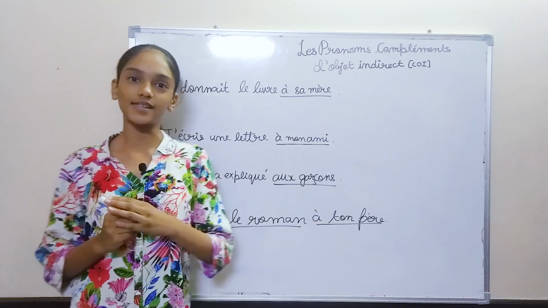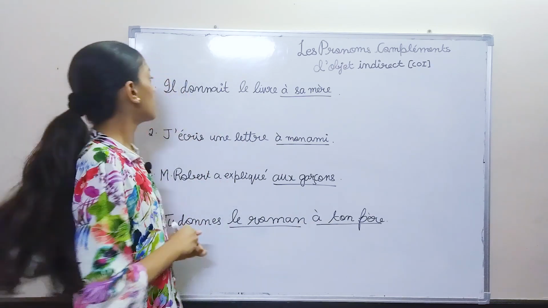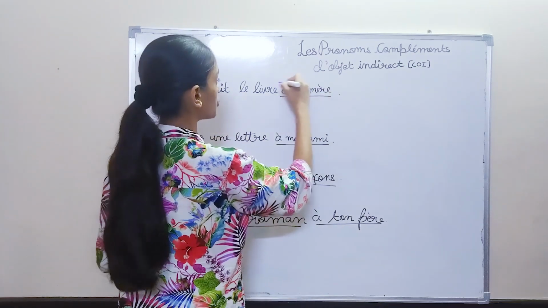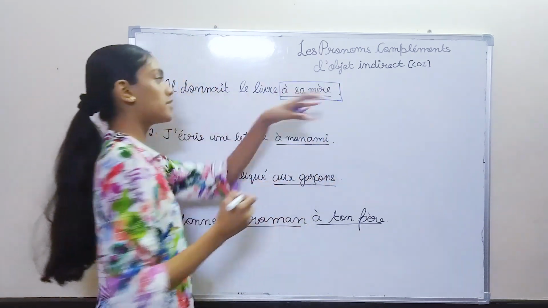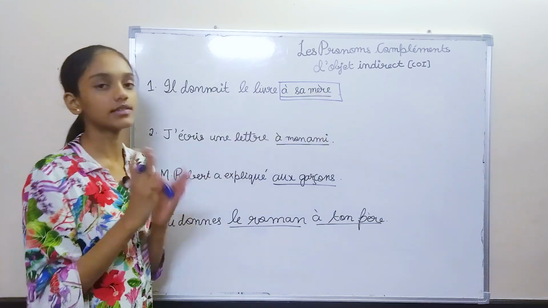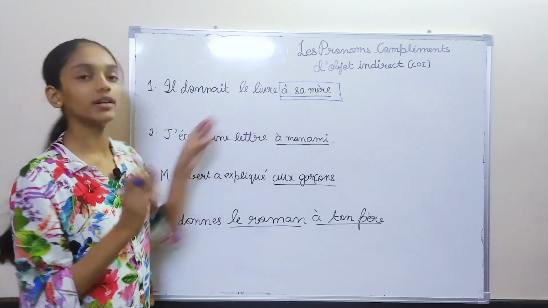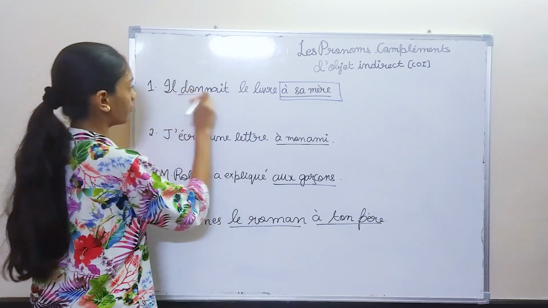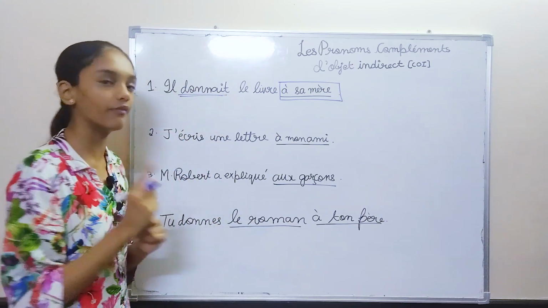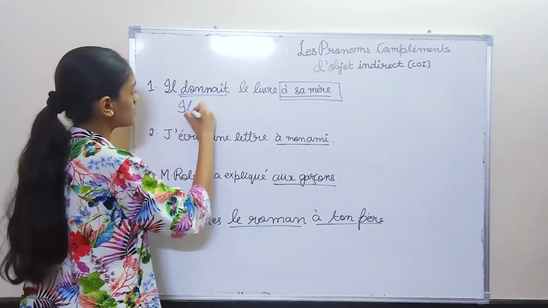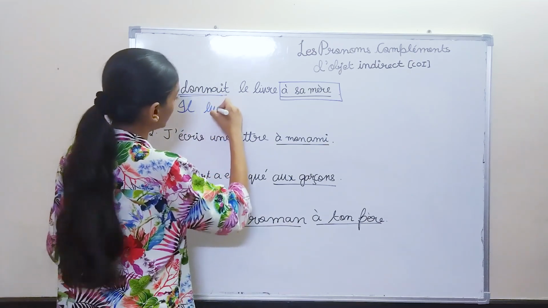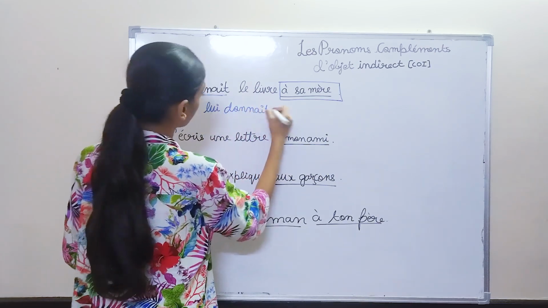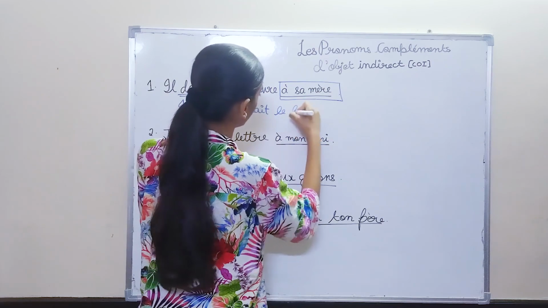Now let's do an exercise of COI. First one: il donne le livre à sa mère. So we have to change à sa mère. You need to see whether it's singular or plural. Here it's singular, so lui. Where will lui be placed? Before the conjugated verb. There's only one verb in the sentence. So it becomes il lui donne le livre.